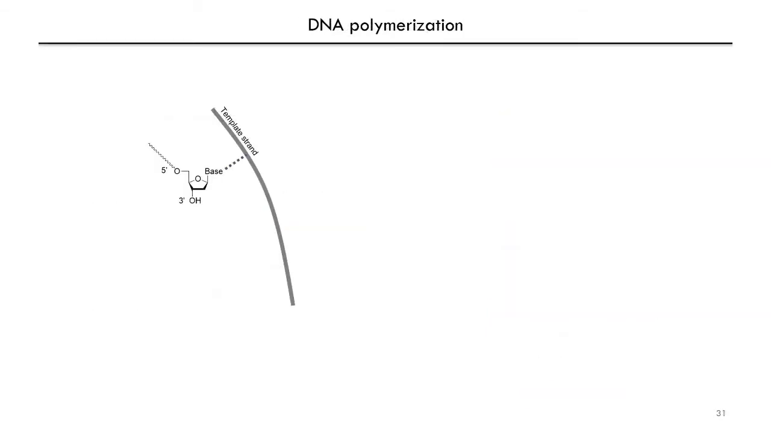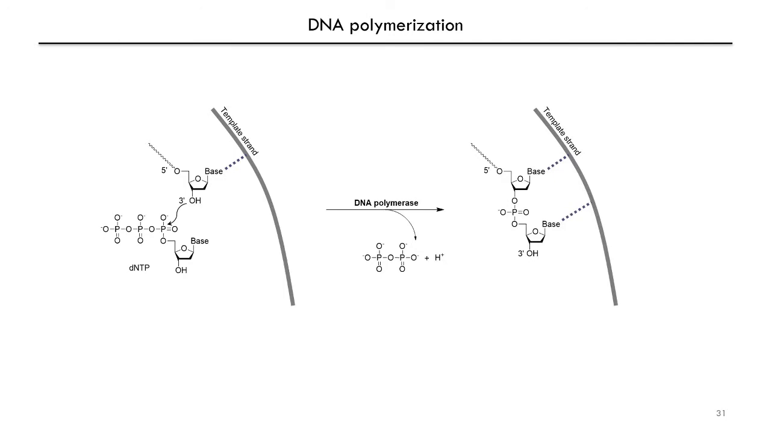DNA polymerization occurs with the addition of nucleotides to the 3' end of the growing strand. The 3' hydroxyl group attacks the incoming deoxyribonucleoside triphosphate at the alpha phosphate to form a phosphodiester bond with the added nucleotide, releasing pyrophosphate in the process. This is catalyzed by the enzyme DNA polymerase.